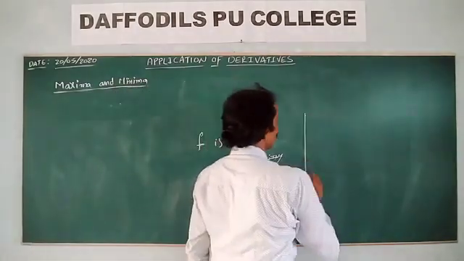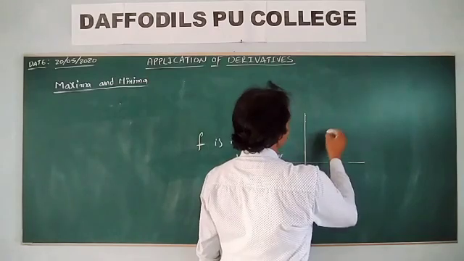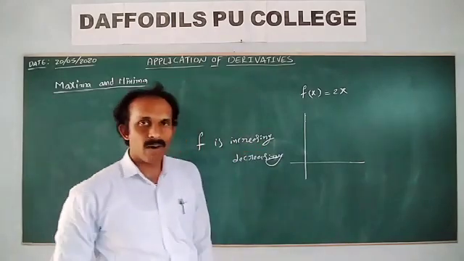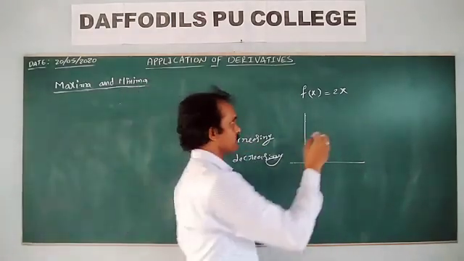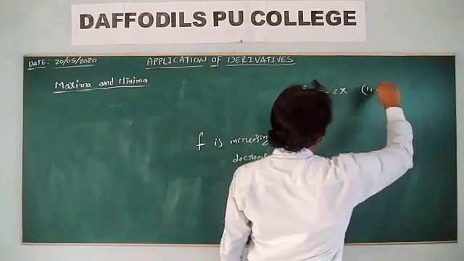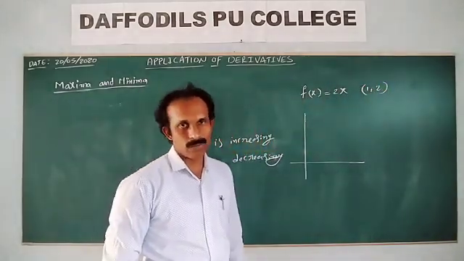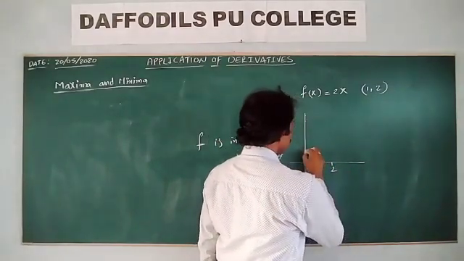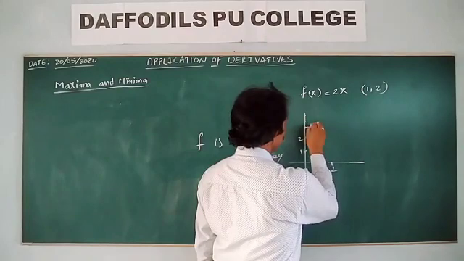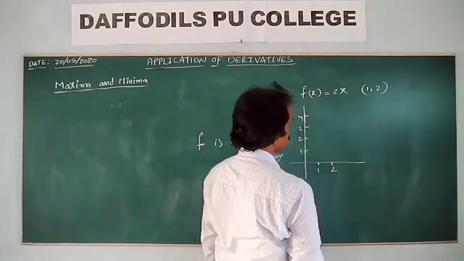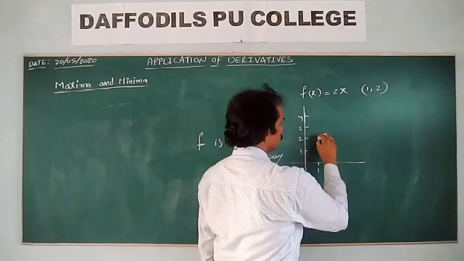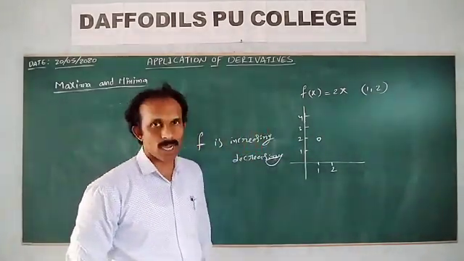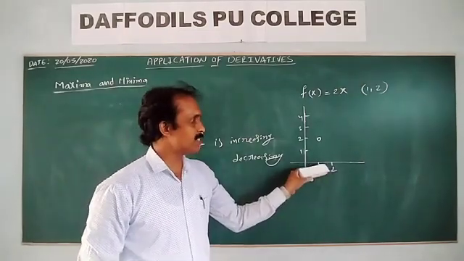For example, if we take f of x is equal to 2x in the interval 1 comma 2. This is 1, this is 2. f of 1 is 2 into 1, which is 2. This is for all x belongs to the open interval 1 comma 2, so it lies between some values.